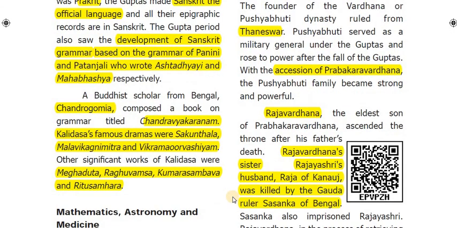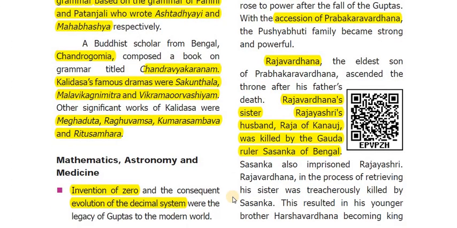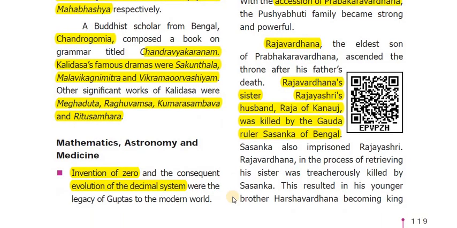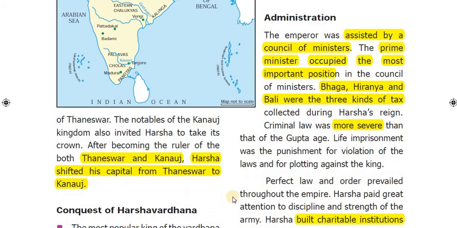Rajavardhana's sister Rajyasri's husband, the Raja of Kanauj, was killed by the Gauda ruler Sasanka of Bengal. Sasanka also imprisoned Rajyasri. Rajavardhana, in the process of retrieving his sister, was treacherously killed by Sasanka. This resulted in his younger brother Harshavardhana becoming king of Taneshwar.